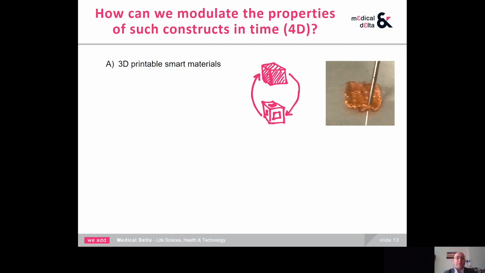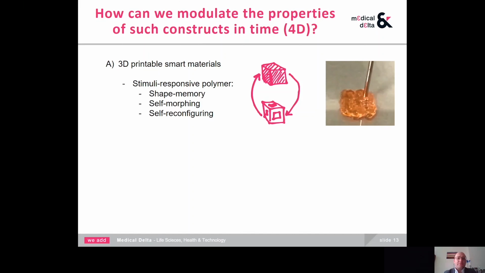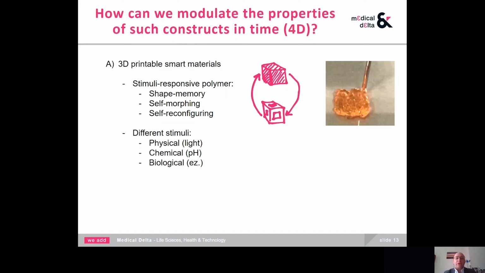In order to modulate the properties of such constructs, first they need to be 3D printable smart materials, and by that they can be stimuli responsive polymers that either have shape memory properties, self-morphing or self-reconfiguring, and are triggered by stimuli. And we can encounter different stimuli. Some of the examples can be physical, which can be triggered by light, chemical by pH changes in the media, or biological when the materials are functionalized with enzyme specific sites.